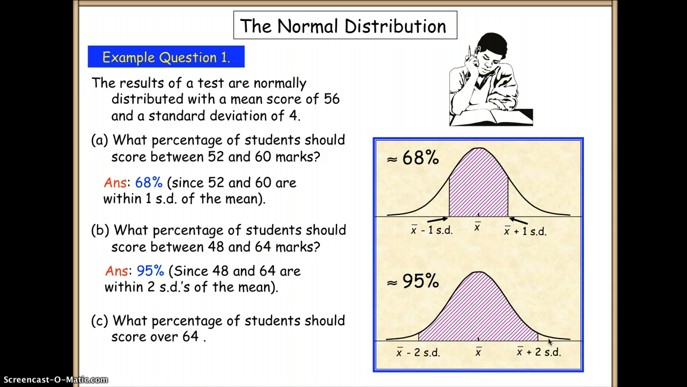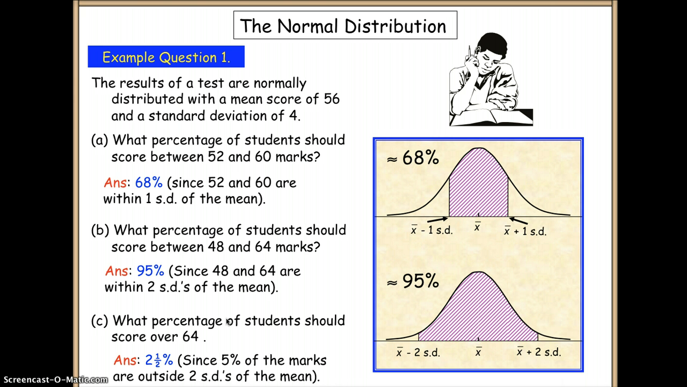So if we divide those into 2, you have 2.5%. So this part here is over 64, and then this part here is below 48. Where did I get my 64 and 48? It's in letter B. So here it's from 48 to 64. Above 64 is this area, which is 2.5%.